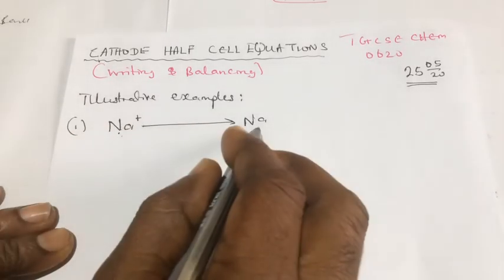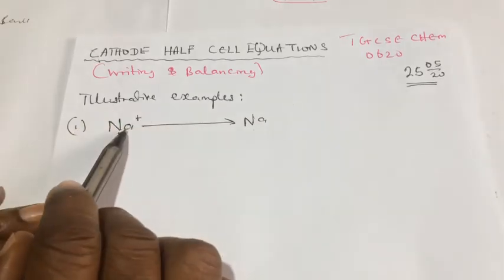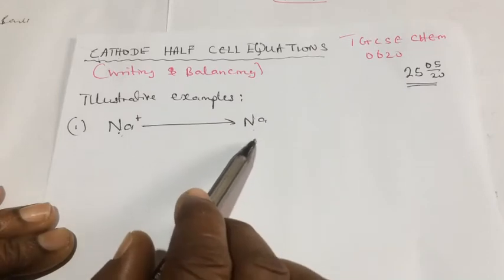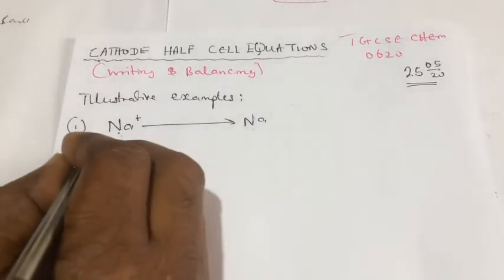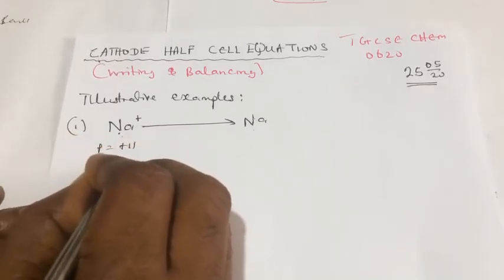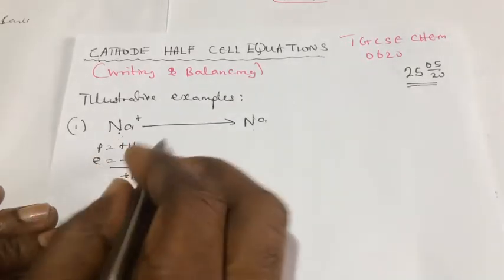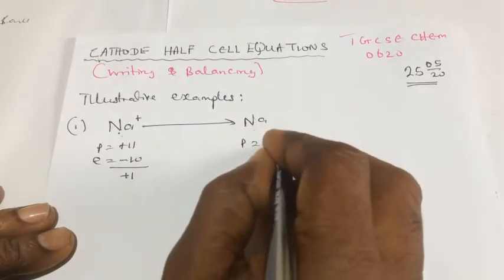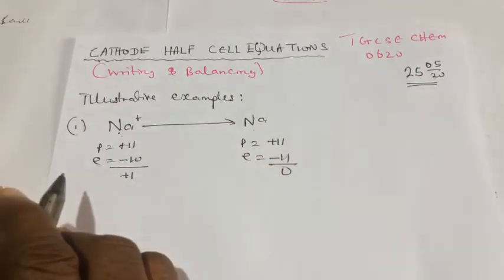Why is this one neutral, while this one is a charged particle? You look at the number of protons here, which is more than the number of electrons. Here the protons and electrons are the same. So when you add them, the net charge is 0. Like the proton here is plus 11, the electron here is minus 10, and the net charge is plus 1. This one, the proton still remains 11, the electron is minus 11, and the net charge here is 0.